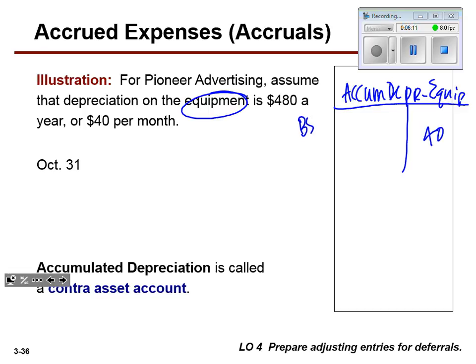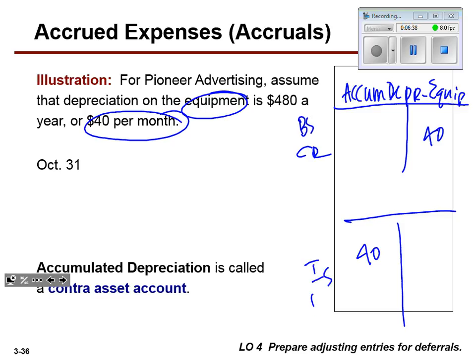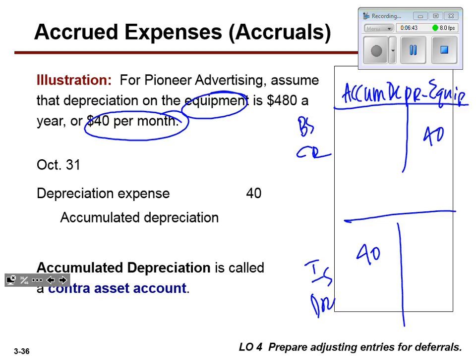Why am I putting 40 in there instead of 480? Why am I putting 40 in as my credit? 40 per month. Over the 12 months, my equipment is going to lose value of a $480 amount. Well, I know no matter what's going on here, this has to be a debit because that one was a credit. I also know it's got to be an income statement account because the other one was a balance sheet account. And it's going to be called depreciation expense.